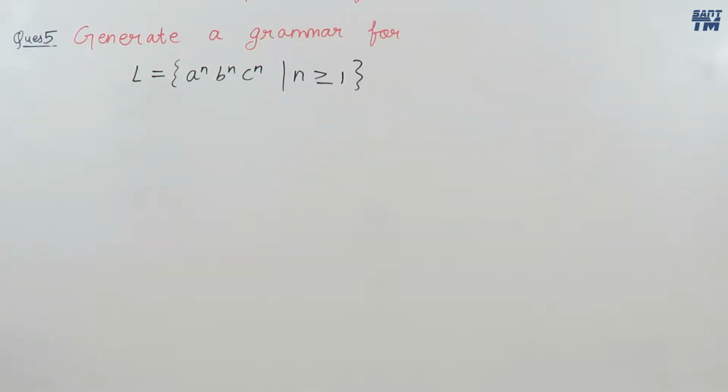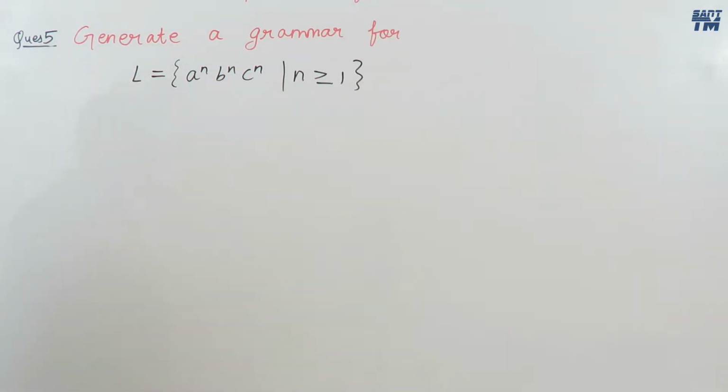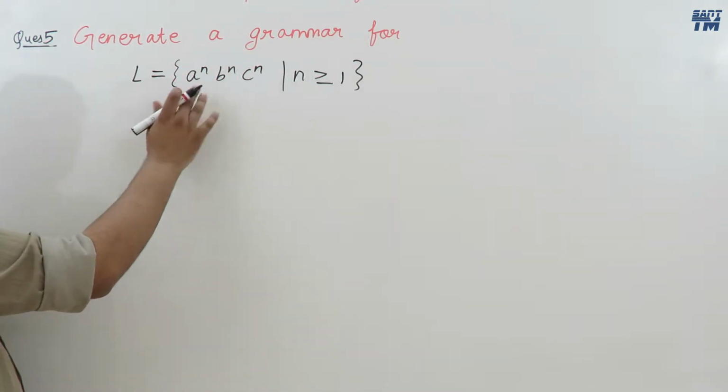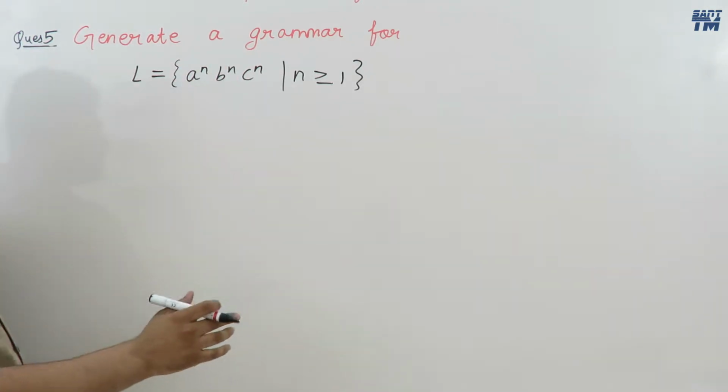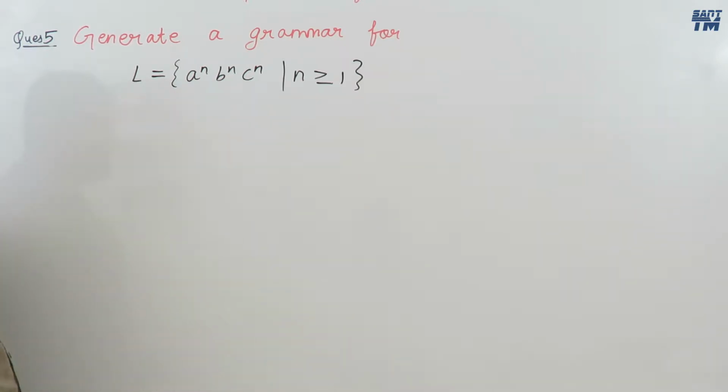Now this is another question. Generate a grammar for L = {a^n b^n c^n | n ≥ 1}. This is the language that will consist of all strings which have an equal number of A's, an equal number of B's and an equal number of C's.